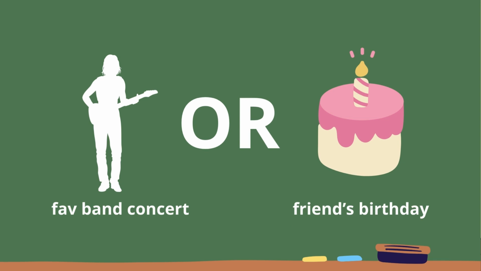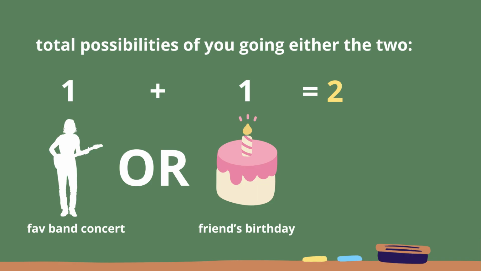And since you can't do both simultaneously, we can use addition, or the OR operation, to consider the options. You have one option to attend the concert since it's not in your city, and one option to be the MC at the birthday party. Thus, the total number of possible choices for what to do on that day would be 1 option to attend the concert plus 1 option to be the MC, for a total of 2.